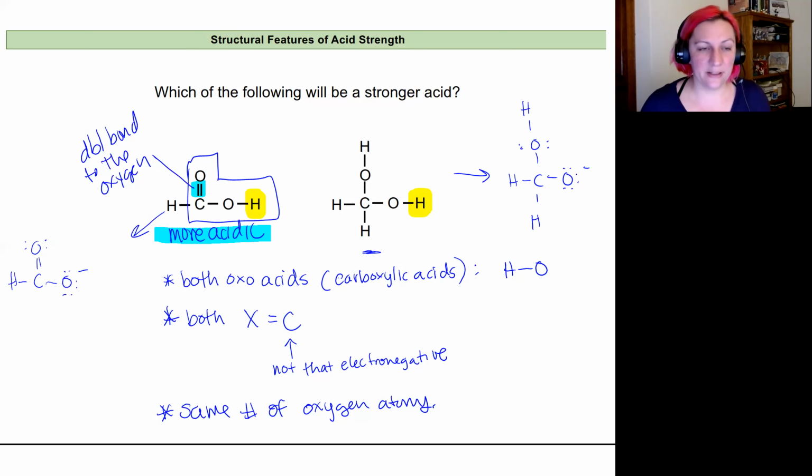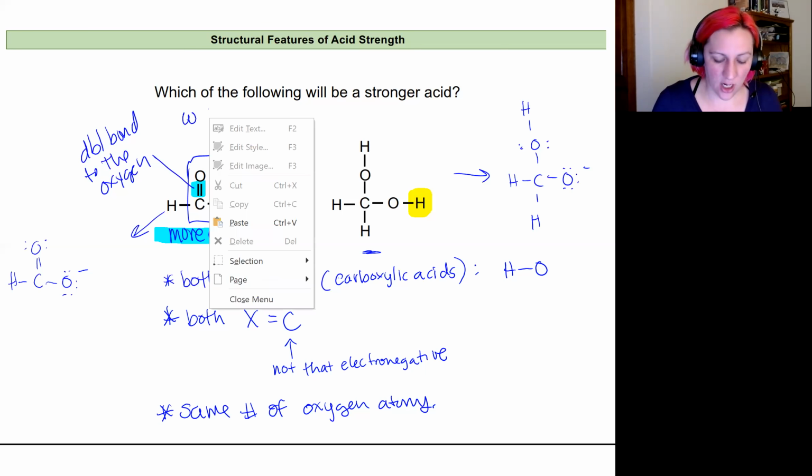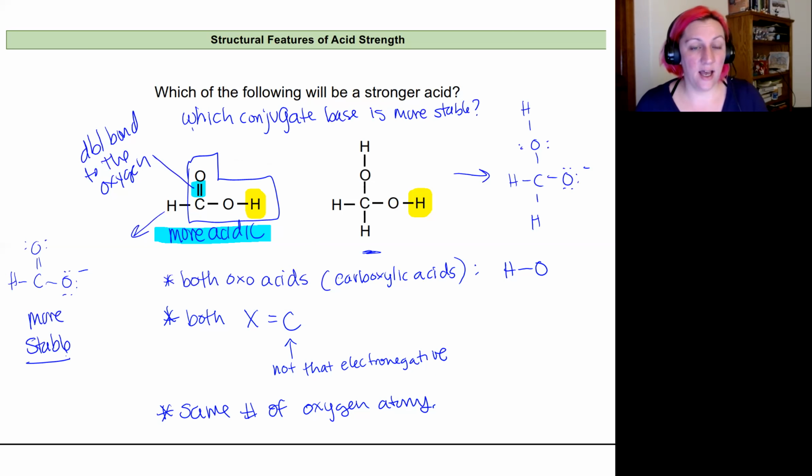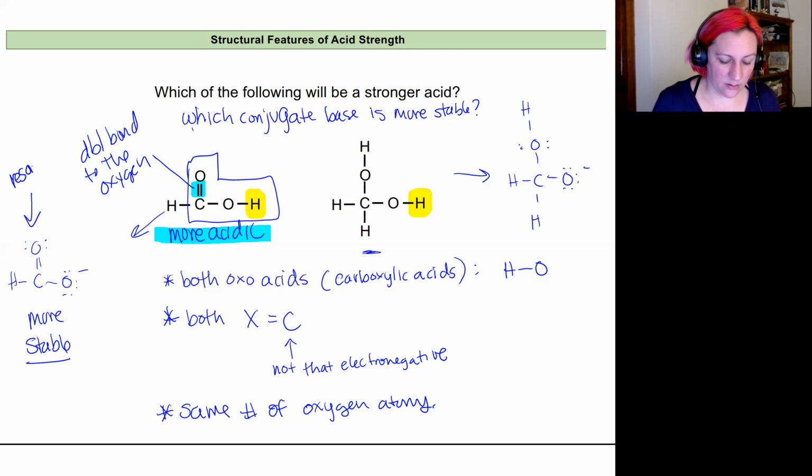All right, so comparing these, they both have an oxygen that's negative, they both have an oxygen that's neutral, but one is significantly more acidic than the other. And what it comes down to is which one of these is more stable. So which conjugate base is more stable? It's the conjugate base of our formic acid. And that's because it can form a resonance structure, and that will stabilize it and delocalize this negative charge.